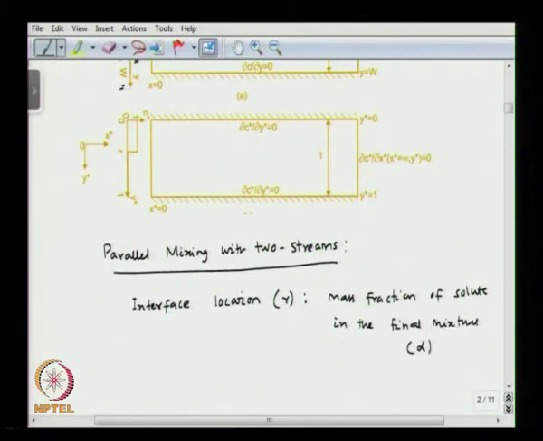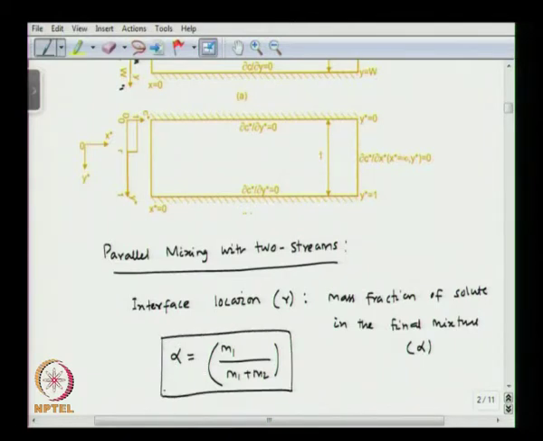which is alpha. Okay. So, alpha can be defined as M1 divided by M1 plus M2. Okay. So, this is the mass flow rate of fluid 1, mass flow rate of fluid 2. Okay.